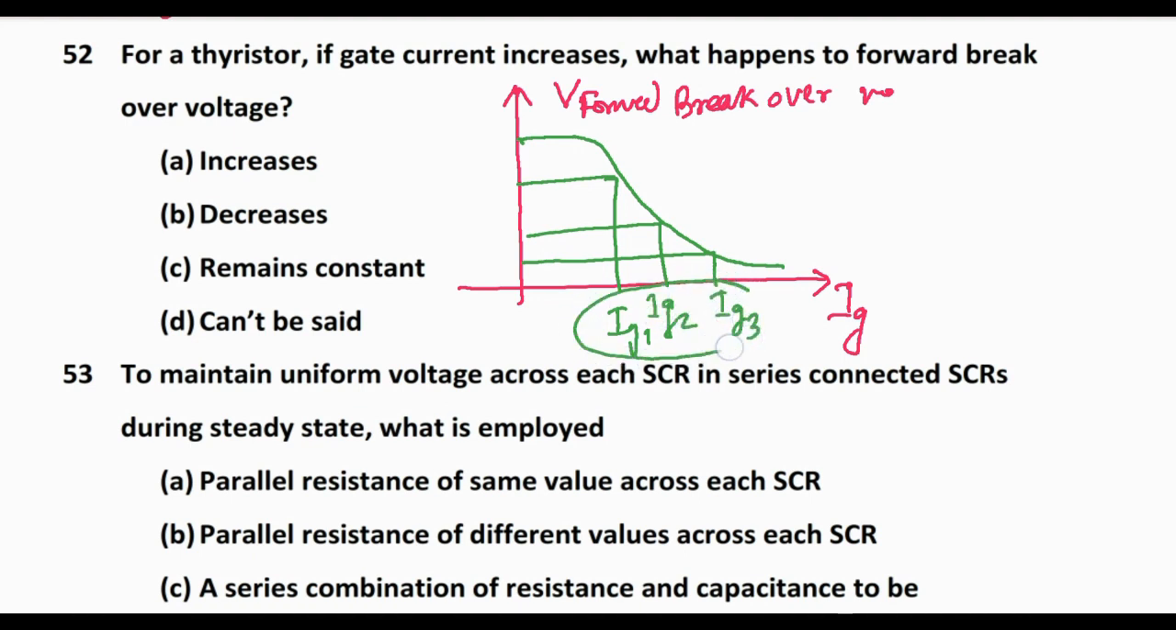So for an increasing trend of Ig, the forward breakover voltage will decrease. That means if we apply a higher gate current, the forward breakover voltage, the voltage at which the thyristor starts to conduct, will decrease gradually. So the answer is decrease.